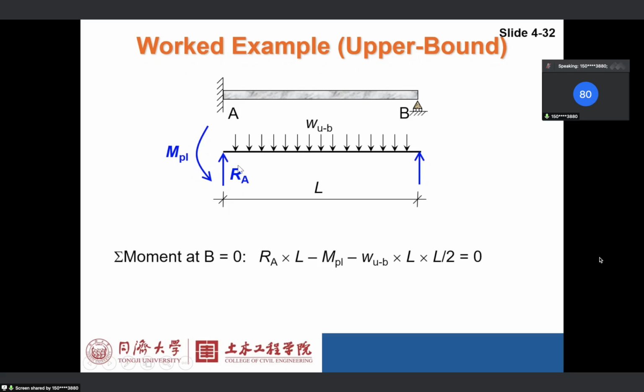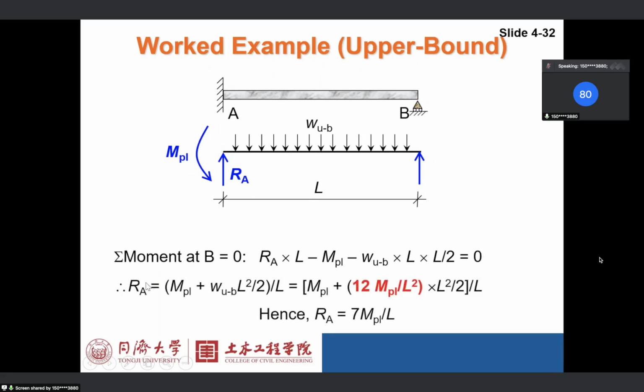For the moment at point B, first you need to calculate RA, right? You take the turning point at B, and then you have RA times L, clockwise moment, minus anti-clockwise moment MPL, minus anti-clockwise moment exerted by WUB, which is WUB times L times half of L. If you make this equation, you will get RA, because you know WUB is 12 MPL divided by L squared. So you get RA, which is 7 MPL over L. Okay, so this is RA.